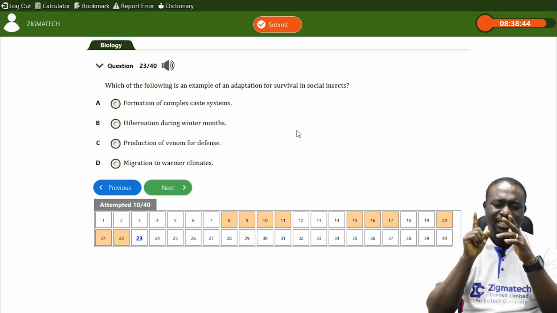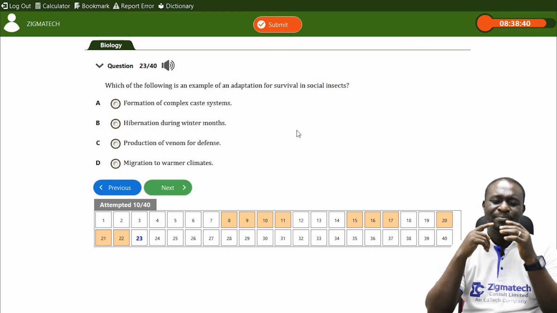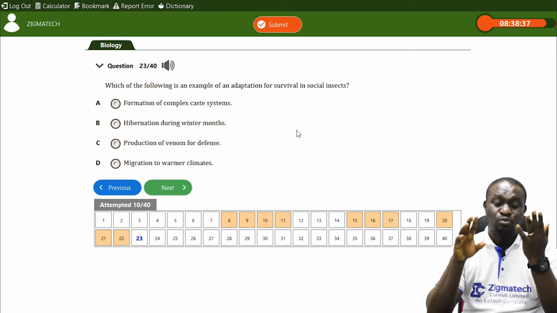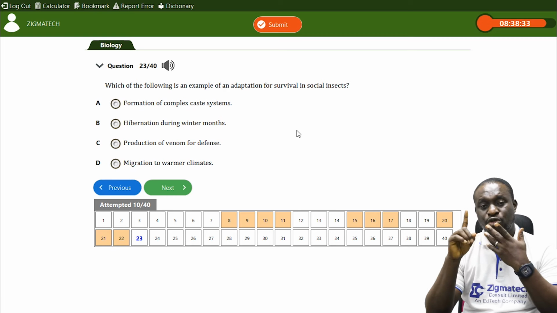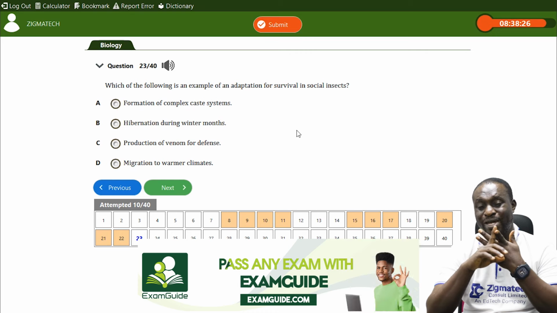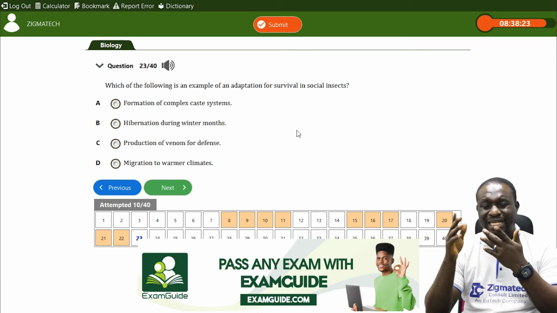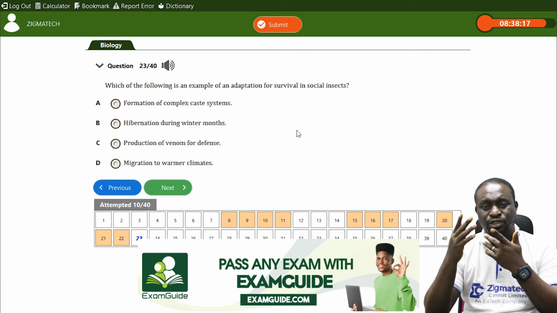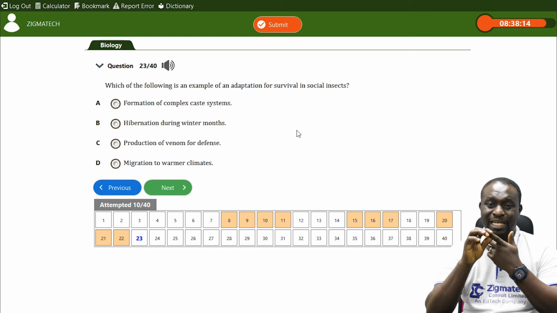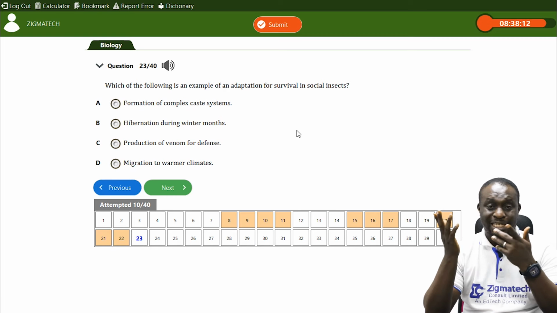Formation of complex caste system. Let me give an example using termites. Termites have a caste system which helps so much. They have the reproductives, where you get the king, the queen, and other young reproductives, which can be males and females, and they have wings for flight. These are the ones that carry out reproduction, and one purpose of reproduction is to ensure continuous existence. So they are responsible for the continuous existence of that species.